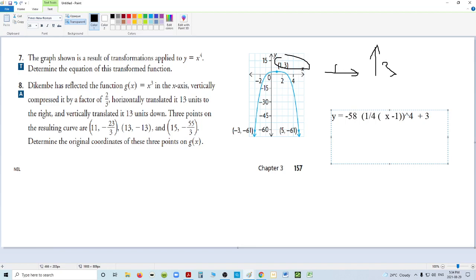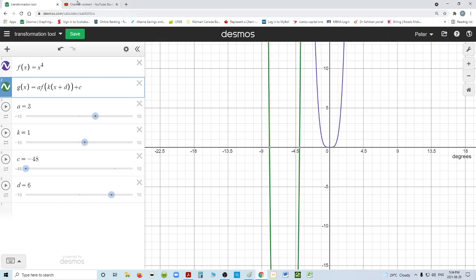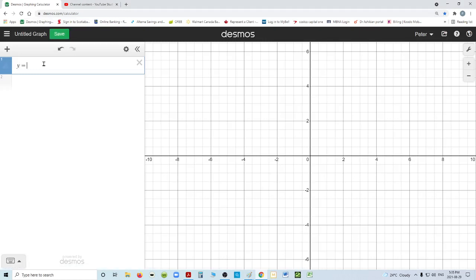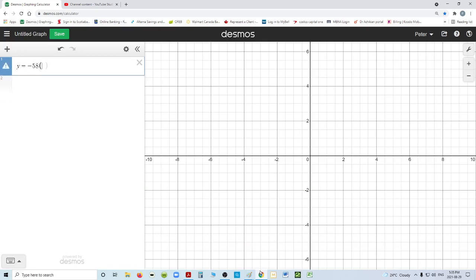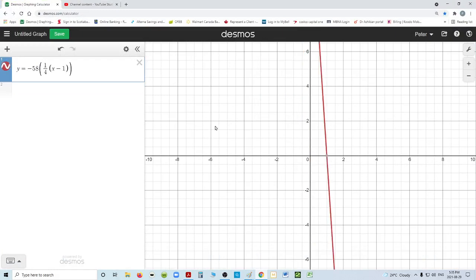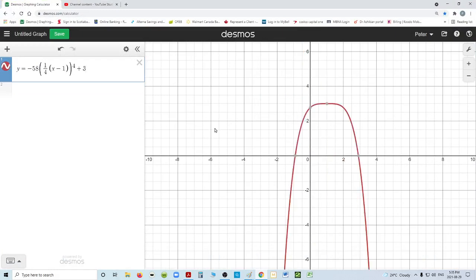If I'm going to put this into Desmos, I should be able to see it. Let's just take a chance and do a new Desmos and take y is equal to minus 58, and then for x I can set that it's going to be a multiplier of what? 1/4, and then it's going to be x minus 1, and it's all going to be to the power of 4. And then I said it moved 3 to the right, right?